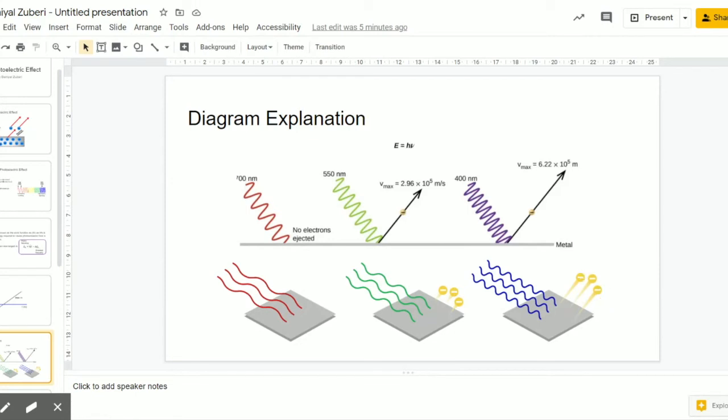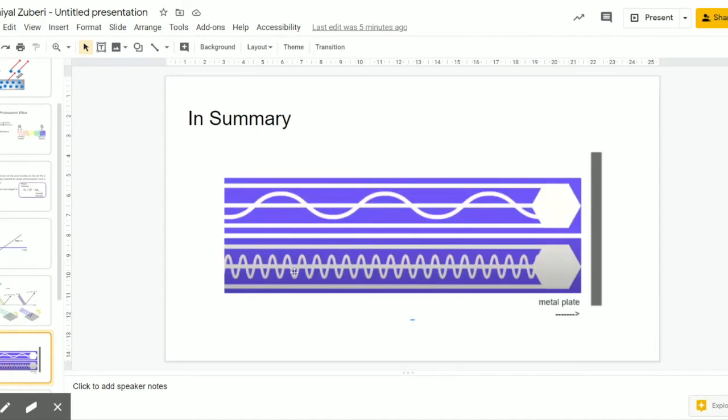The diagram also demonstrates that the smaller the wavelength, the higher the frequency, which means more energy and therefore higher velocity the photoelectron has. So you can see this here. In summary, the top wave has long wavelength, low frequency, low energy, and is less likely to emit photoelectrons from a metal plate. The bottom wave has short wavelength, high frequency, high energy, more likely to emit photoelectrons.